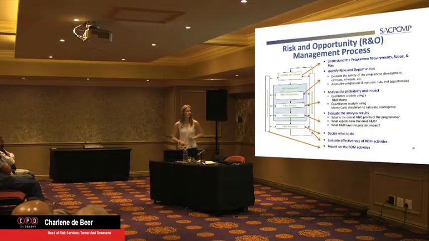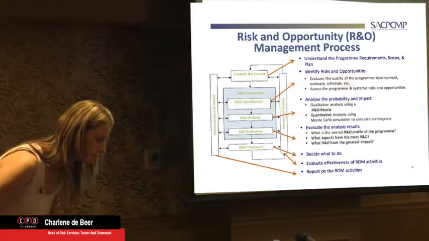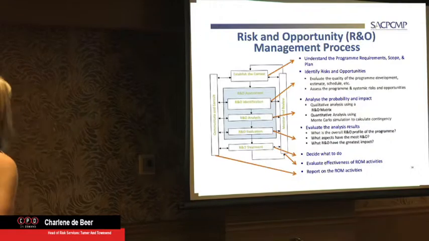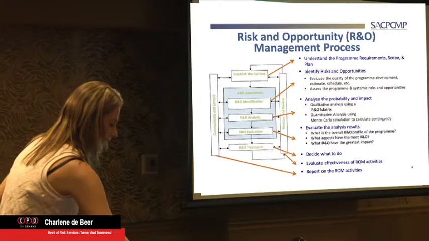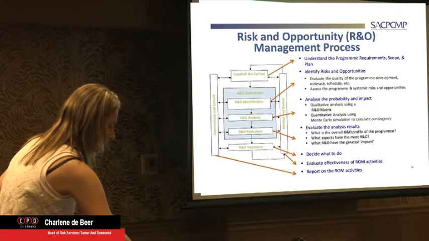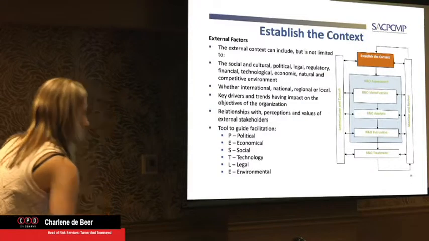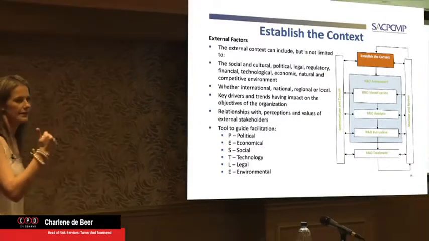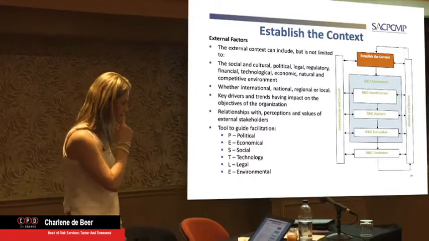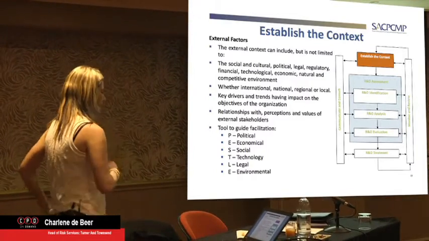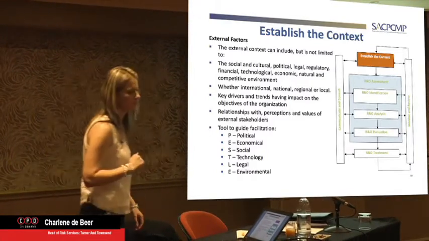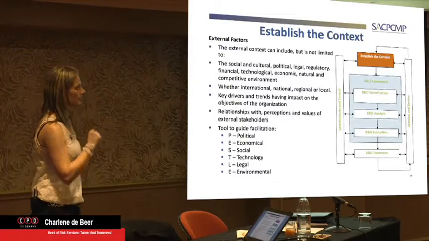So this is how your normal risk and opportunity management process flow would look. If we go very high level through it, the first one you'll always get is you'll say establish the context. Okay? And the context can be internal, external, it can be international, it can be national.